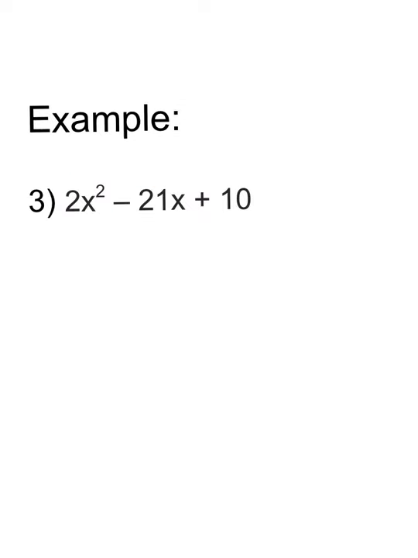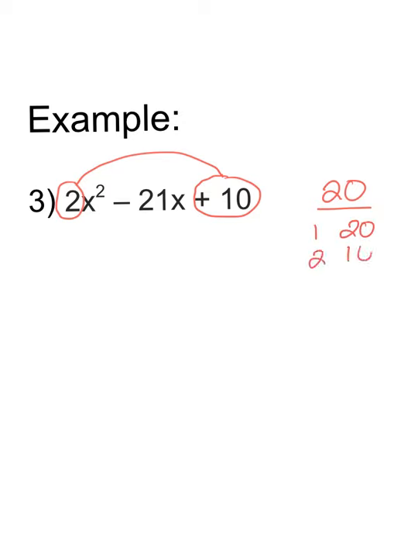Next one. Again, I see there's a number in front of my x squared term, so I'm going to either draw my headphones or write AC. 2 times 10 is 20. I'm going to list all the factors of 20. 1, 20, 2, 10, 3 does not go into 20, 4, 5. The next one here would be 5. It's already on my list, so I'm good.